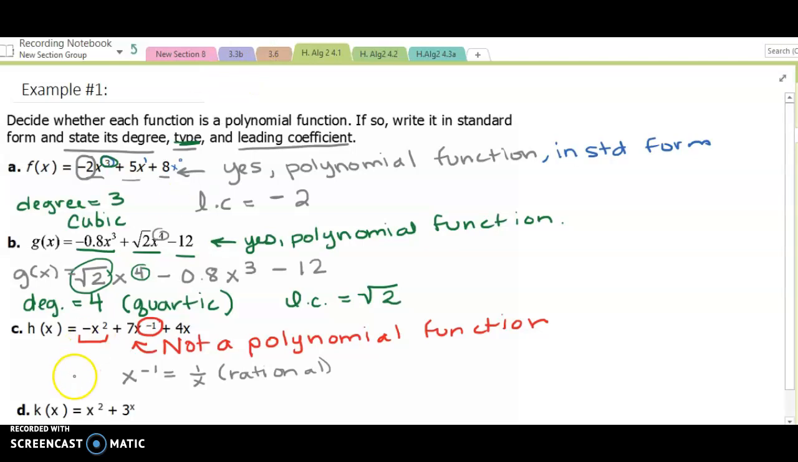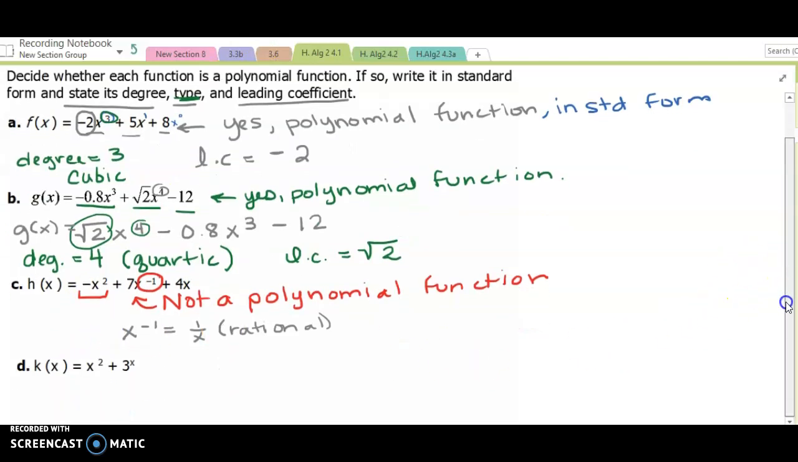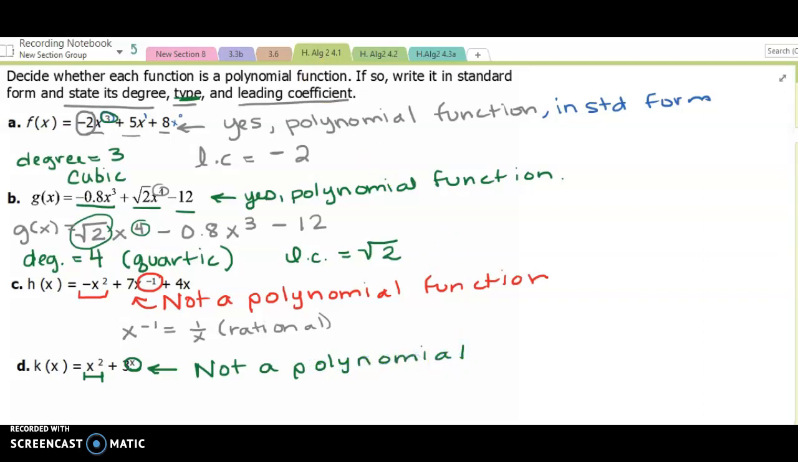All right, if I look at D here, okay, once again, I'm trying to decide, is this a polynomial function? Well, my x squared is definitely a monomial, but my 3 to the x power makes this to where it's not a polynomial. Okay, and once again, we will get to the second semester, but we would call this an exponential function. And we'll learn all about those later in the year.